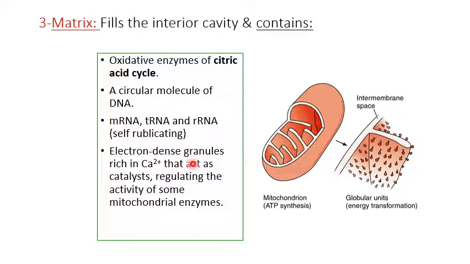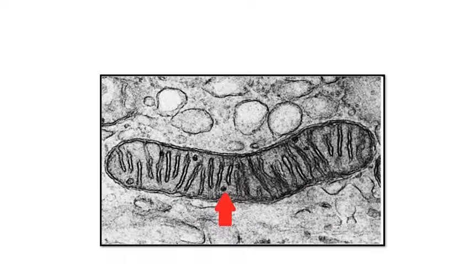It contains electron-dense granules of calcium which act as a catalyst regulating the activity of the mitochondrial enzymes. This is an EM picture of the mitochondria formed of outer smooth membrane, inner membrane forming cristae, and this is the matrix containing calcium, DNA, and respiratory enzymes and RNA.